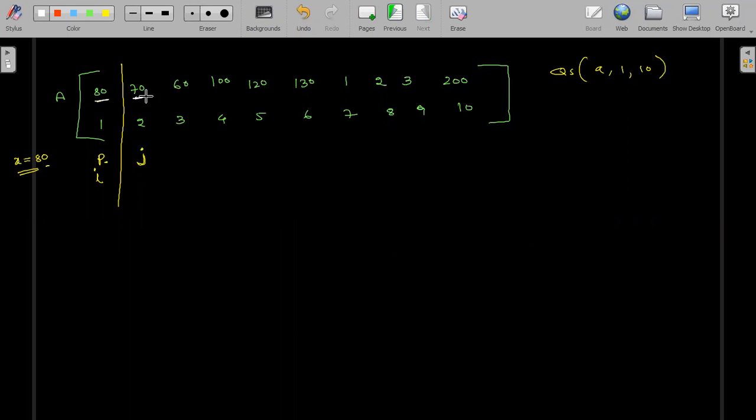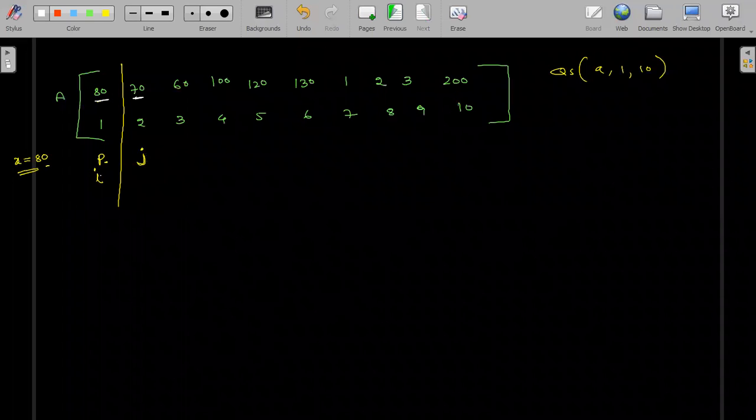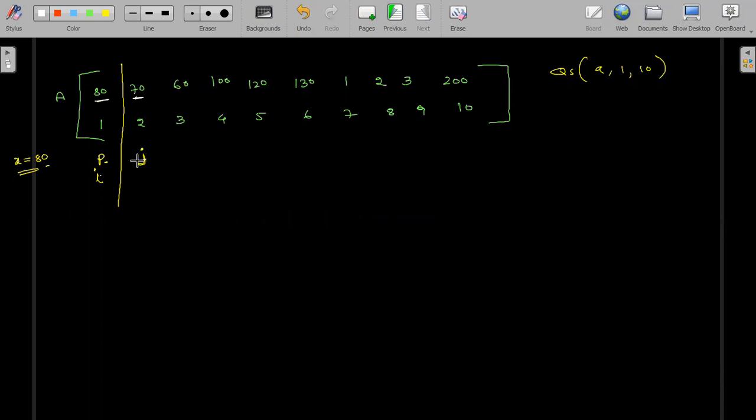70 says, I am less compared to you. That is the reason why J is informing I. Understand what I am saying: if the J value is greater than 80, it will not inform I. If the J value is less than 80, that is the reason why J informs I. Getting it, everyone? That is the point you have to catch. J is less, that's why it is informing 80, nothing but P or I. Otherwise, it will not inform, it will move on.